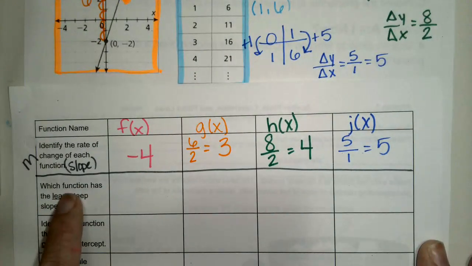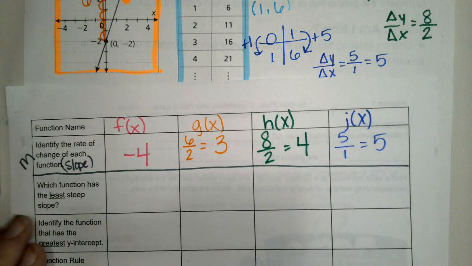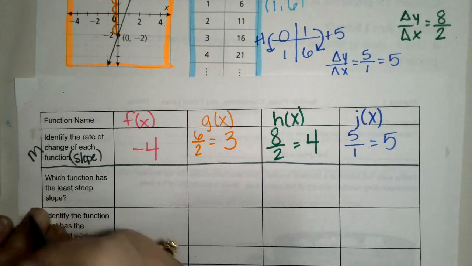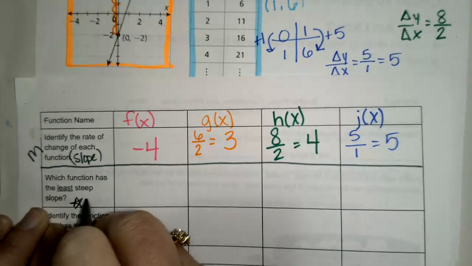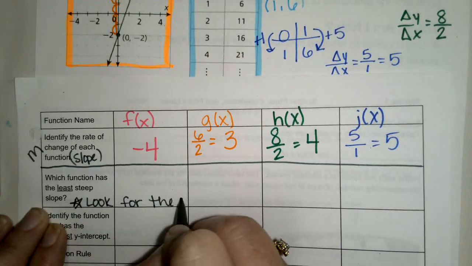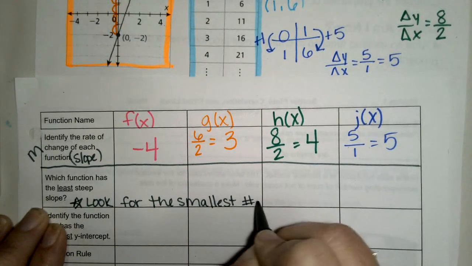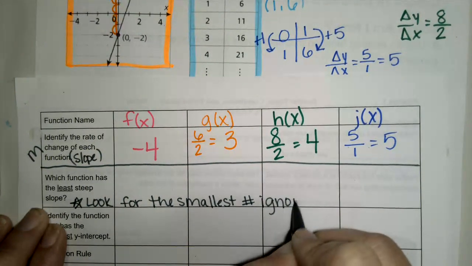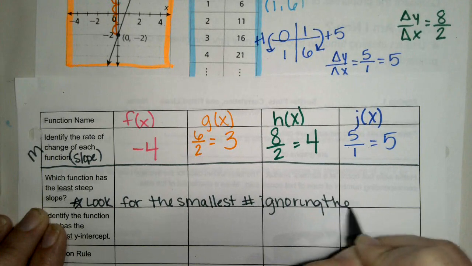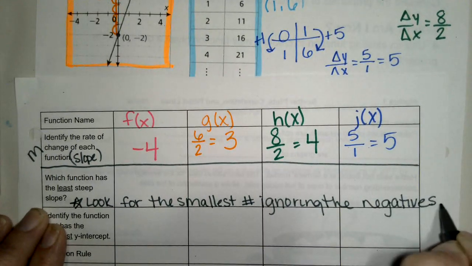Now it says, which function has the least steep slope? So you're looking at numbers that are the smallest. And when we do this, I'm going to write that little note here. Look for the smallest number, ignoring the negatives. So we call that absolute value.